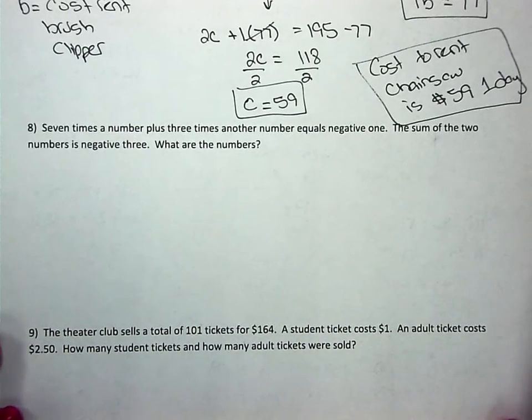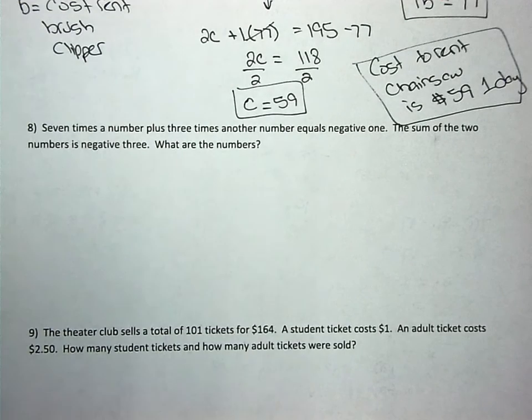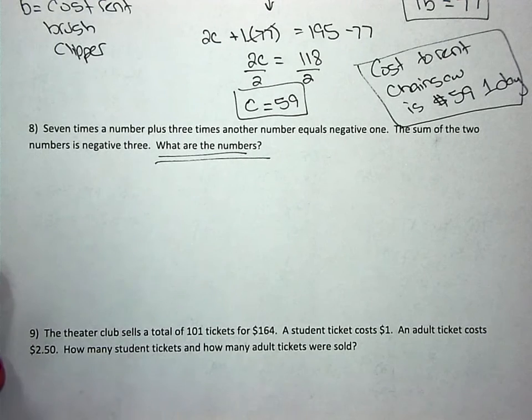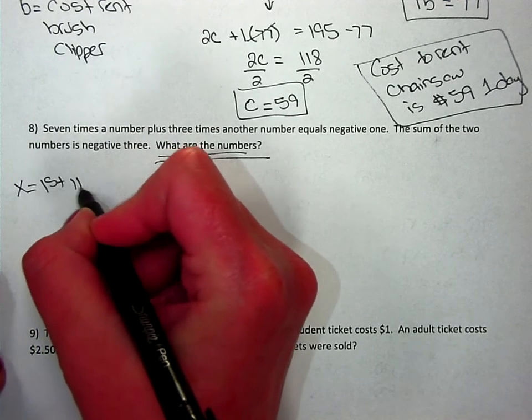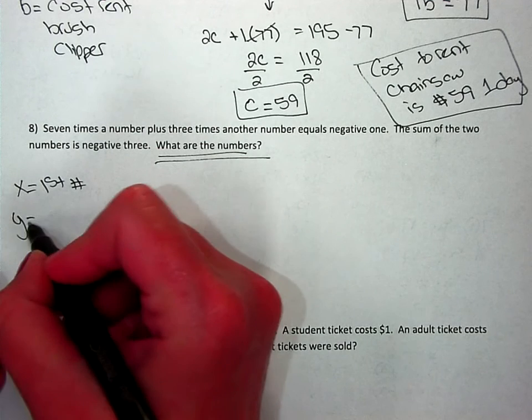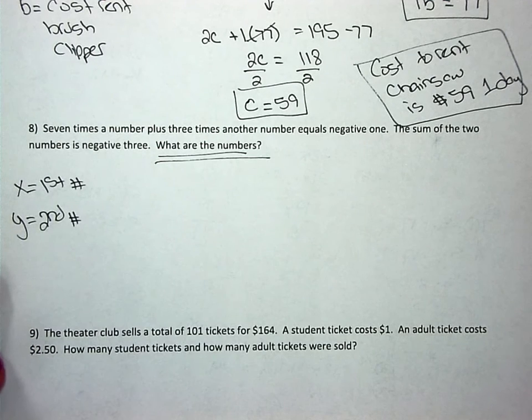Next one. 7 times a number, 3 times another number. What are the numbers? What are the numbers? So those are my variables. All right, so let's get in good habit. X is your first number. And I'm going to say Y is my second number.